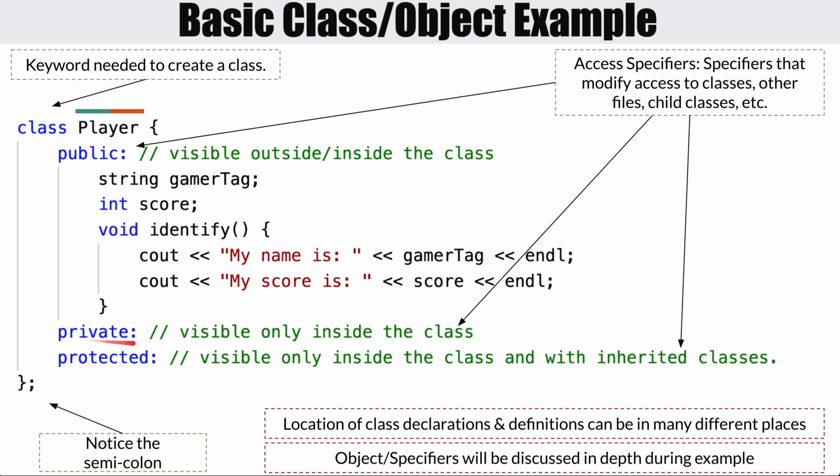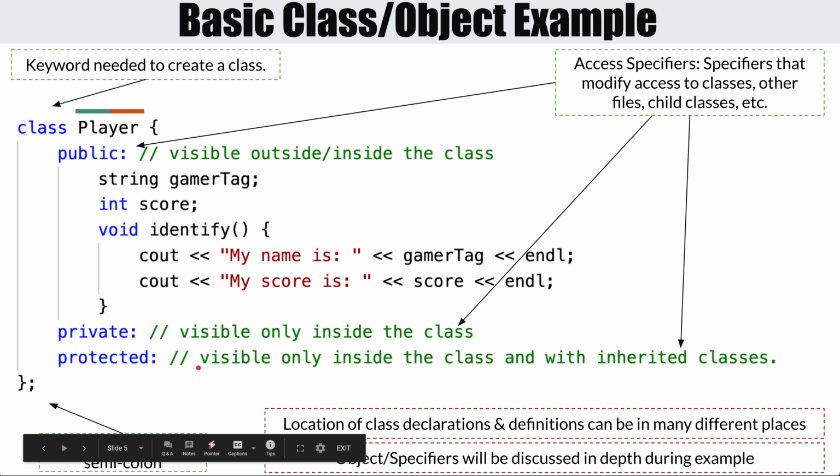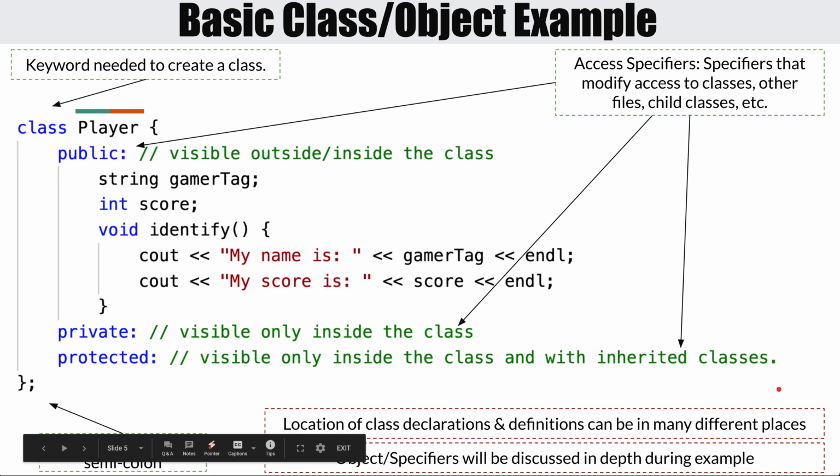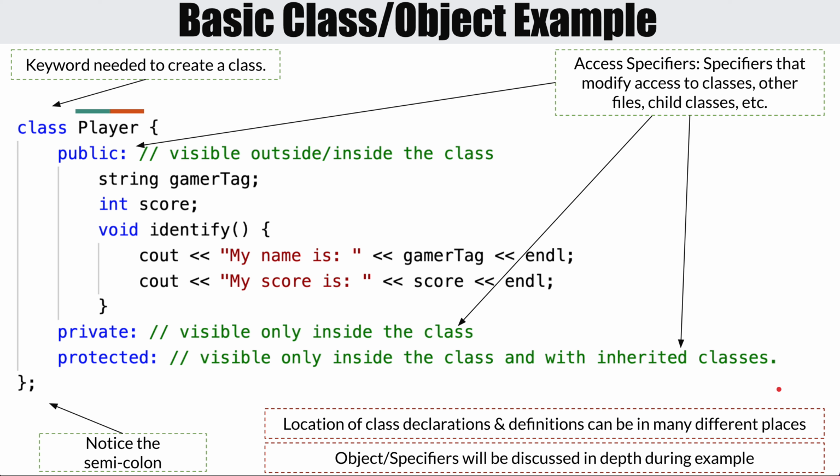Okay? Private means that information is only visible inside the class. And you may be wondering, what's a case where that's important? Well, what if you're working with a passcode and you don't want other files to be able to manipulate that password without that class's permission? That's where private comes in. And we're going to talk in future lessons about how to use that effectively. Then we have protected, which is visible only inside the class and with inherited classes. Okay. So, you may be wondering, what on earth are inherited classes? That is something that we will dive into in future lessons, okay?